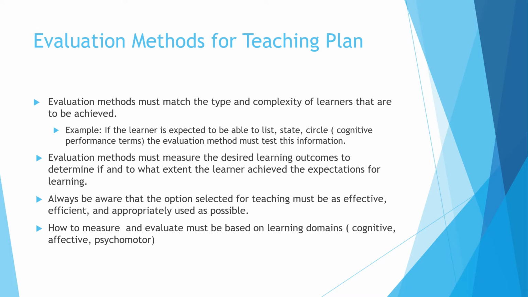This is to reflect what you're saying you're going to achieve in your objective. You're going to now find a way to evaluate whether your objective was met and whether your teaching was effective. So evaluation methods must measure the desired learning outcomes to determine if and to what extent the learner achieved the expectation for learning. Always be aware that the options selected for teaching must be as effective, efficient, and appropriately used as possible. So you don't want it to be something more complicated than it needs to be.